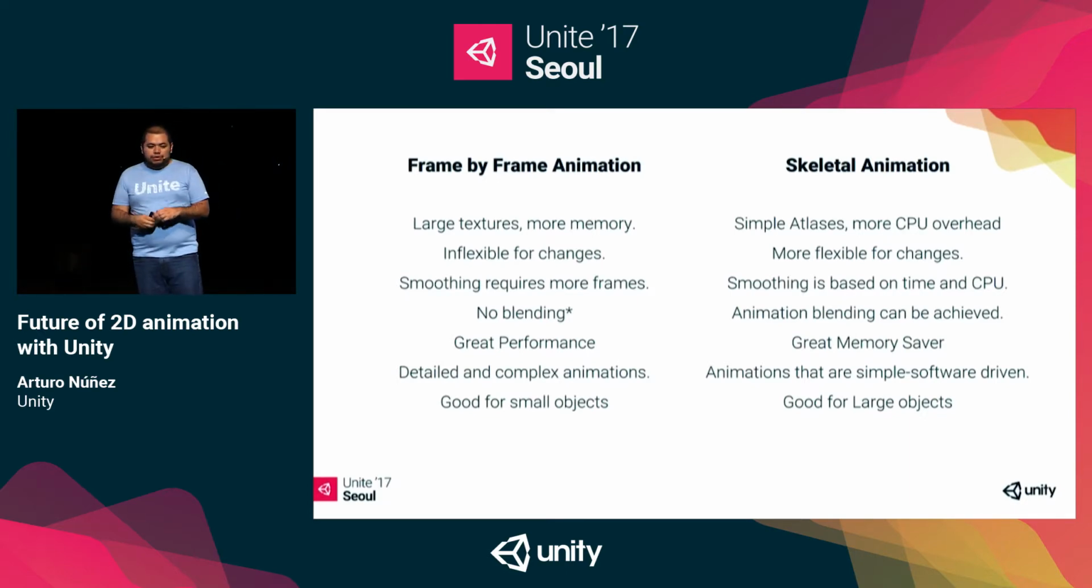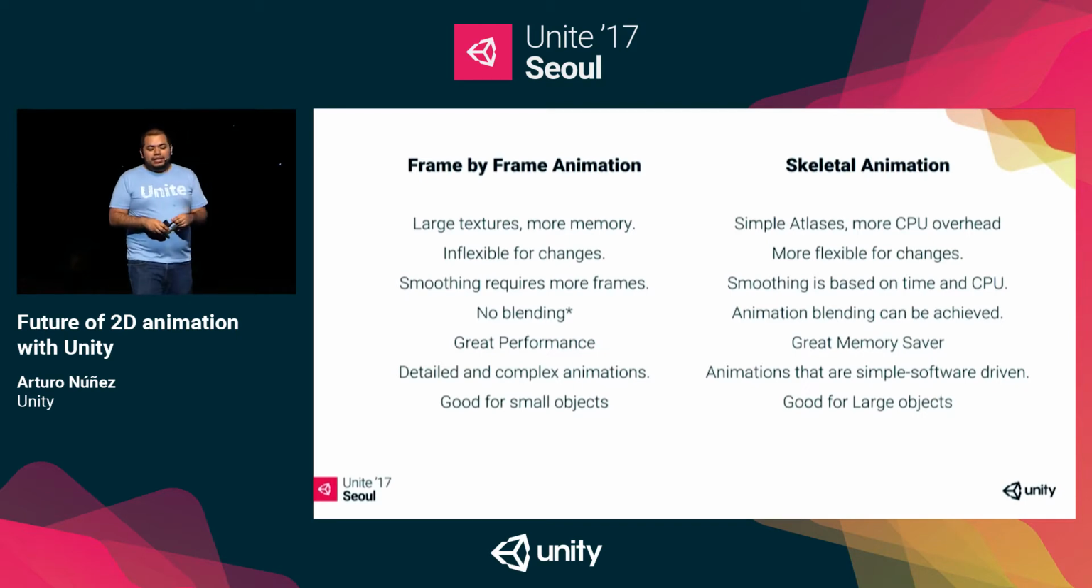Again, I'm not telling you that you need to use this technique over the other, because it depends on what you're trying to achieve. Frame by frame will end up with more textures, right? If you have a lot of different characters and a lot of animations, you will end up with larger textures or more textures, so you will be using more memory. Skeletal animation, on the other side, will have simpler atlases. You will probably have just one atlas, one texture in memory, but you will be sending more work to the CPU, so you will have CPU overhead.